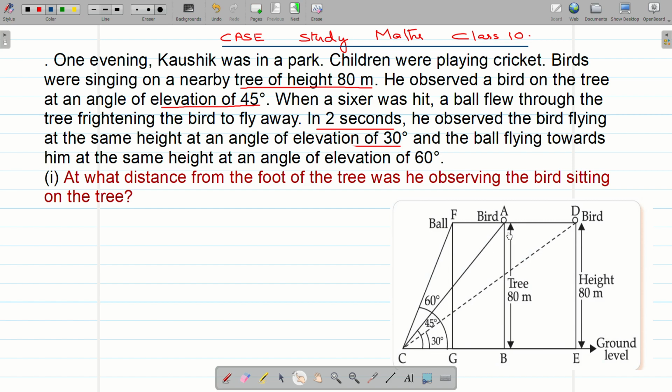In the figure, AB represents the tree. He observed a bird on the tree at an angle of elevation of 45 degrees. The angle of elevation of the bird sitting on the tree from a distance on the ground is 45 degrees.